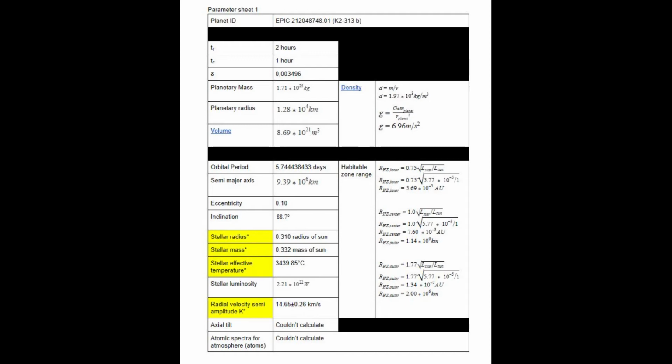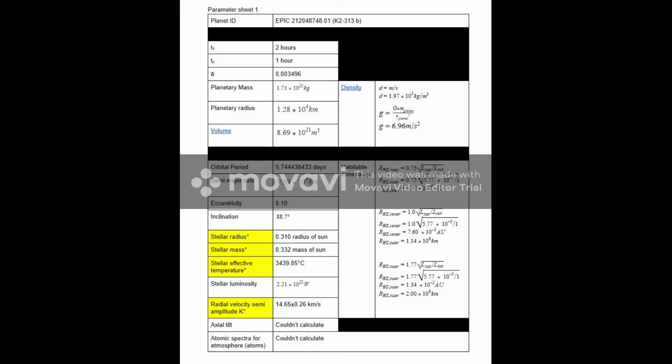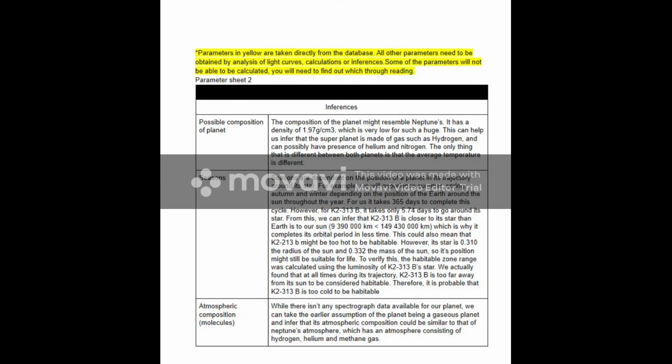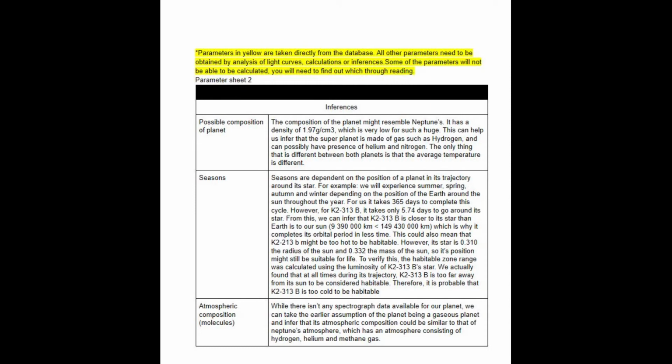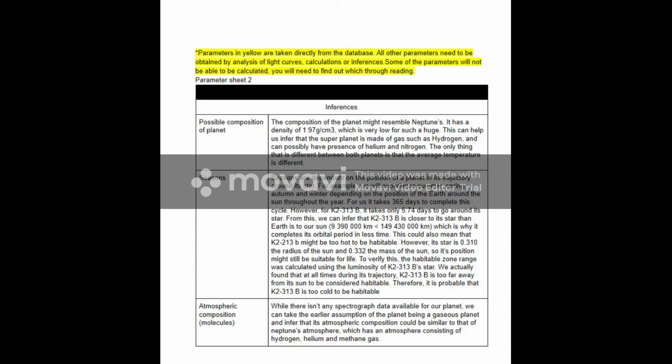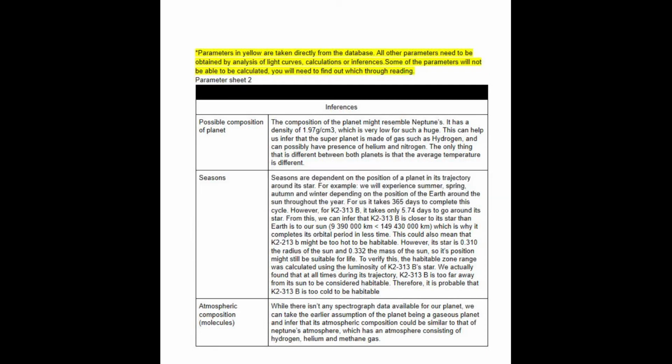Then we have the second parameter. For the possible composition of the planet, the composition resembles Neptune, having a very low density of 1.97 grams per centimeter cube. The density is very low for a huge planet of a volume which is 2 times bigger than Earth, which can make us infer that the superplanet is made of gas such as hydrogen and can possibly have the presence of helium and nitrogen. The only thing that is different between both planets is that the average temperature is very different.